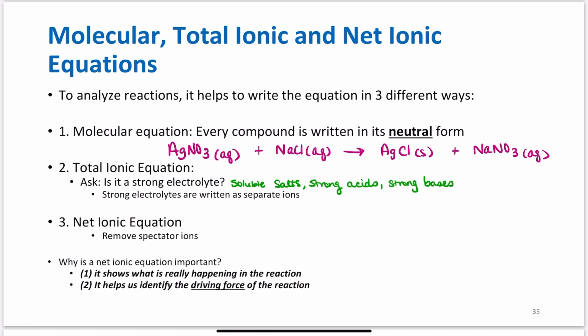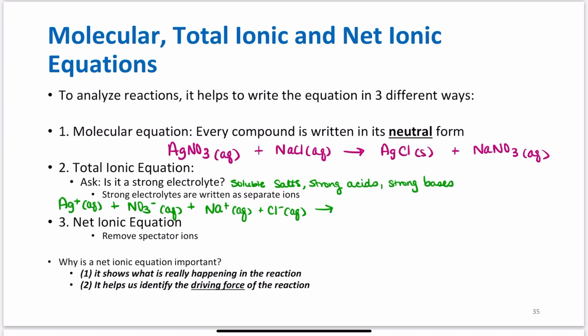What I mean by that is, silver nitrate is a soluble salt. So instead of writing AgNO3, I would write Ag+ aqueous plus NO3- aqueous. So I've written them out as separated ions. I look at my next species, sodium chloride. That is also a soluble salt. So that splits up into sodium ions and chloride ions.